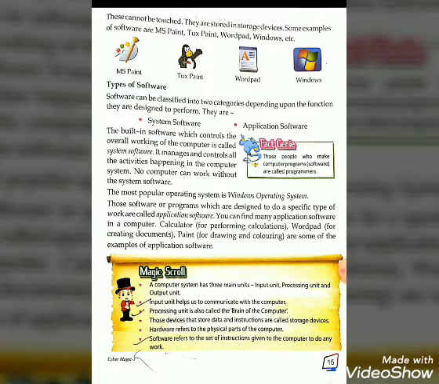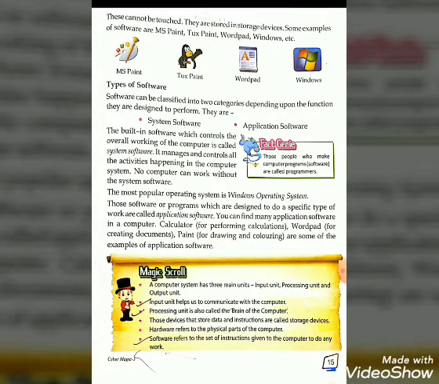The built-in software which controls the overall working of the computer is called system software. Means the software which controls the overall working of the computer is called system software. It manages and controls all the activities happening in the computer system. No computer can work without the system software. Point to be remembered, no computer can work without the system software.